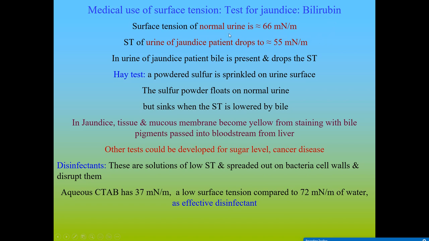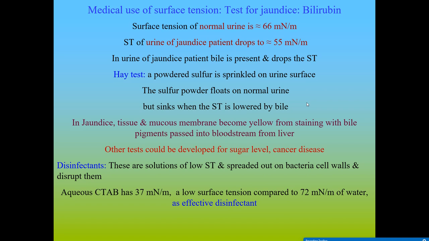So if we distinguish them, the normal person's urine surface tension is 66 millinewton per meter. But if bilirubin is released, it will decrease. So how could we check this, making the best use of a physicochemical test, not a chemical test? We take the dried powder of sulfur, and we take two samples: the urine sample of the person who has jaundice and that of a normal person.